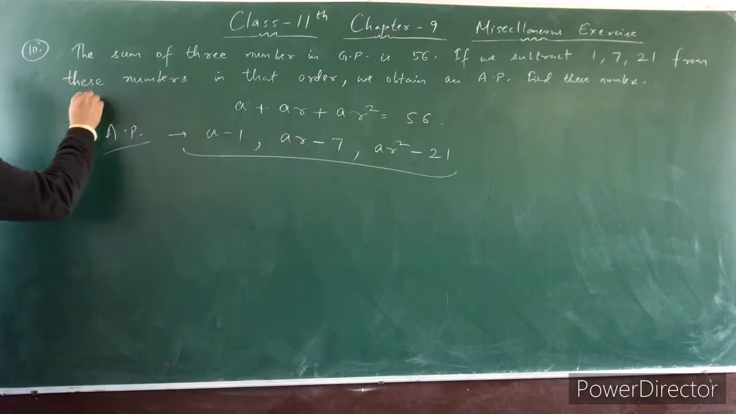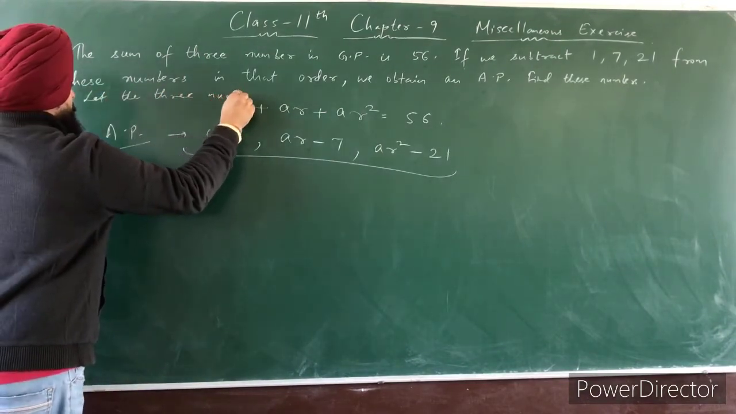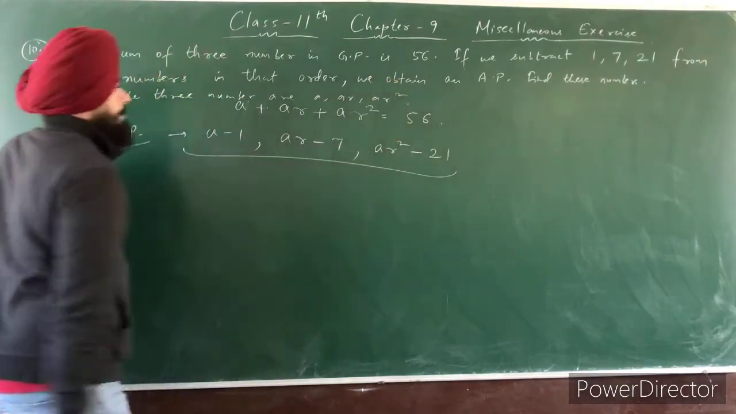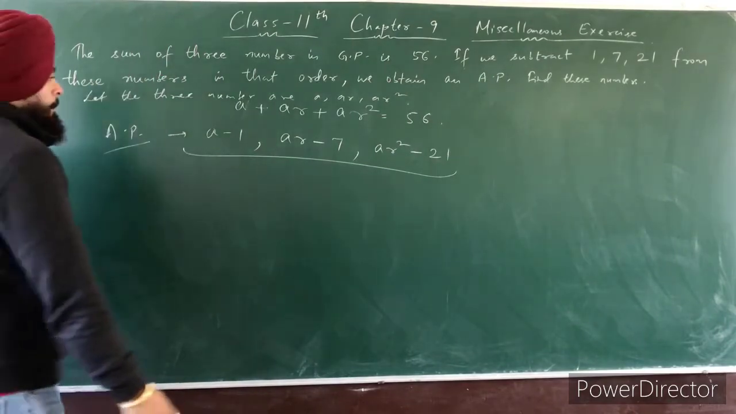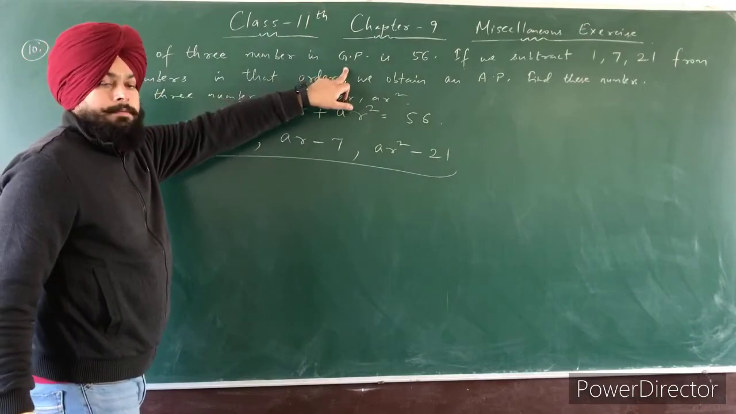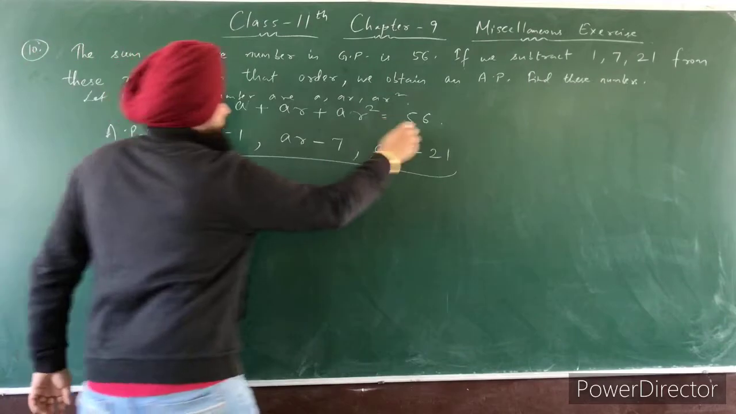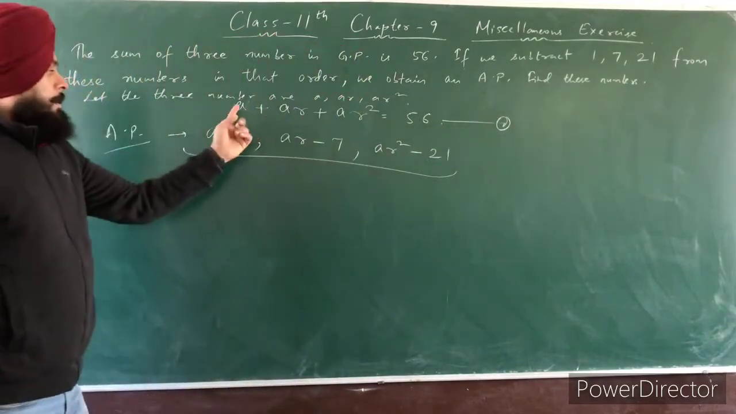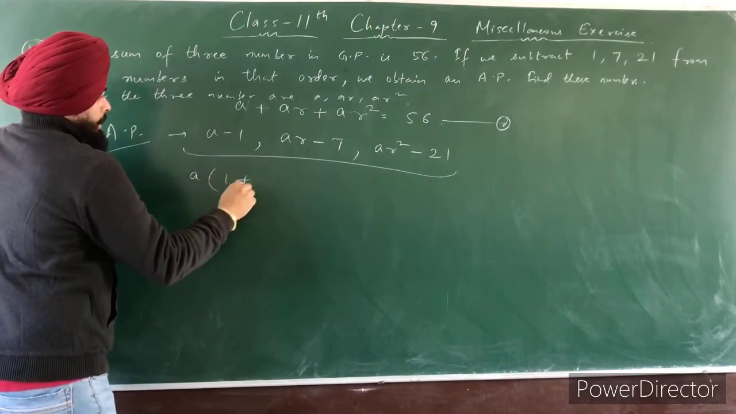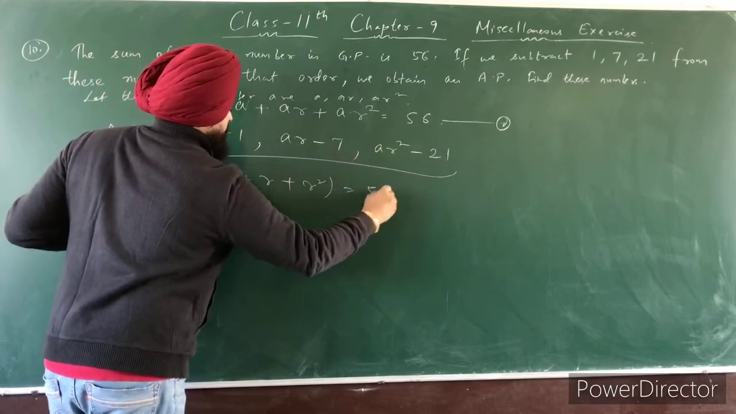Alright. So let's write here first. Let the three numbers be a, ar and ar square. So these a, ar and ar square are in GP and the sum of these three numbers is equal to 56. In this first equation, a is common. You will take a as common. So what is there? a times 1 plus r plus r square is equal to 56.